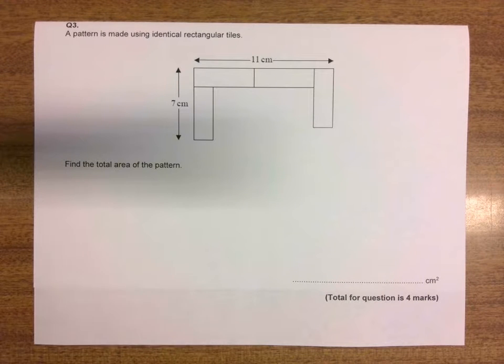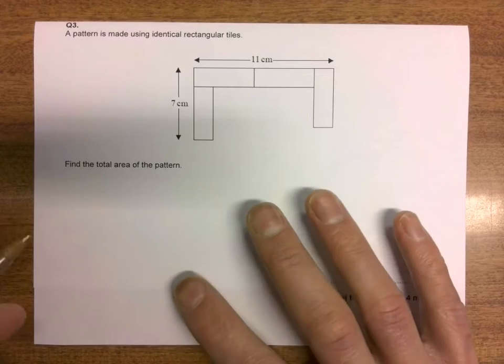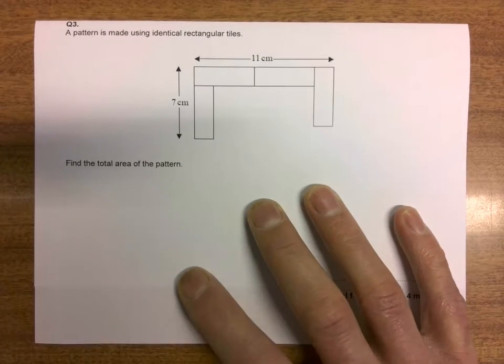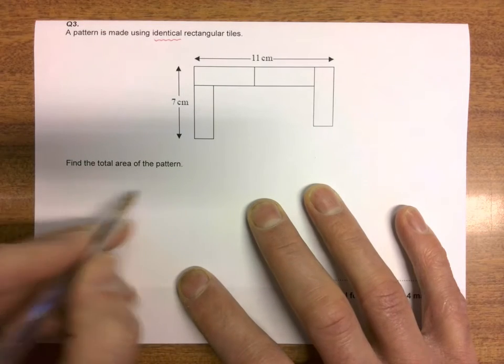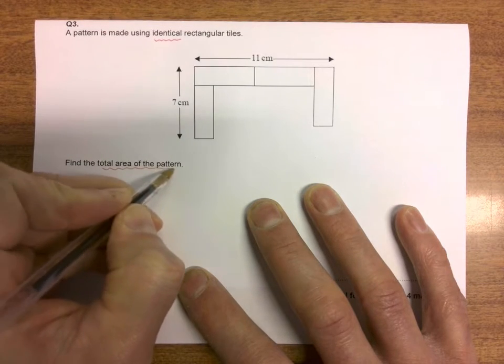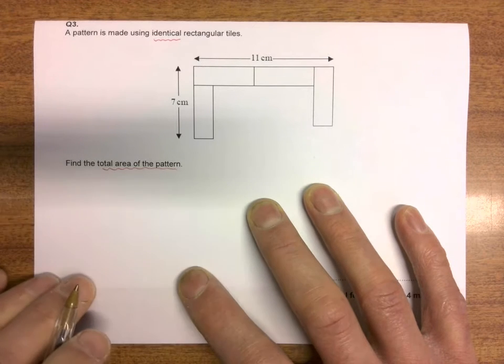Okay, good morning. I just wanted to go through one of the questions that featured in your topic assessment the other day. So this is a geometrical simultaneous equation problem. We've been given a pattern that's made up of identical rectangular tiles. I guess that is kind of key to the issue, all the tiles are the same. And we're asked to find the total area of the pattern. Let's not forget that, because some of you tend to stop after you've found the x's and the y's and you don't answer the question.